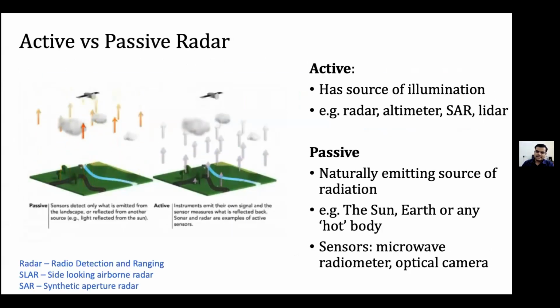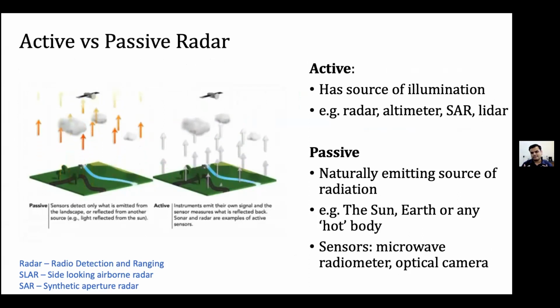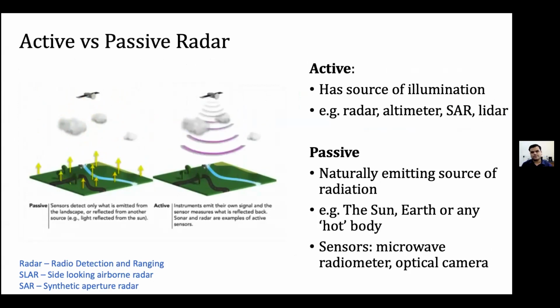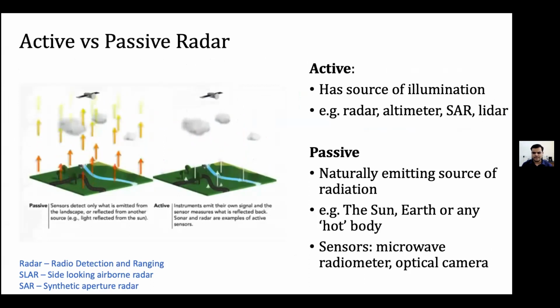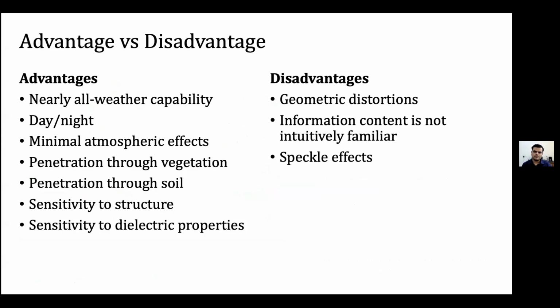So there are two types of radars. One is the active radar, which is the topic of interest here, and there are also passive radars. Passive radars measure only the naturally emitting source of radiation. That can be because of the sun, earth, any hot body will emit radiation, and depending on the Boltzmann constant, we can estimate the frequency. Sometimes the frequency range will be in the radar frequency, and that is measured using microwave radiometers. In active radar, we have a source of our own power.